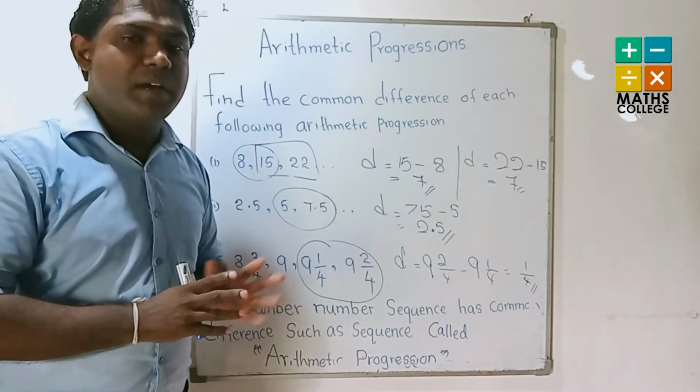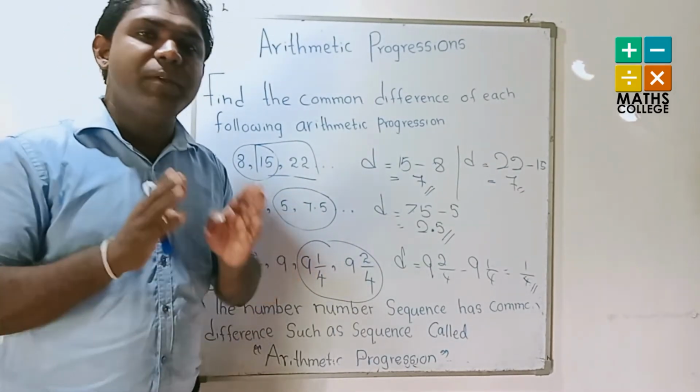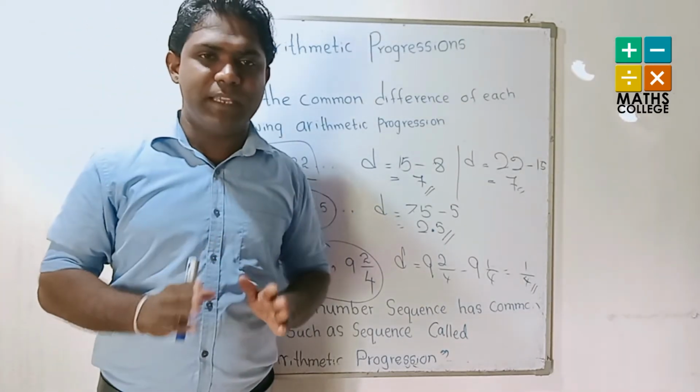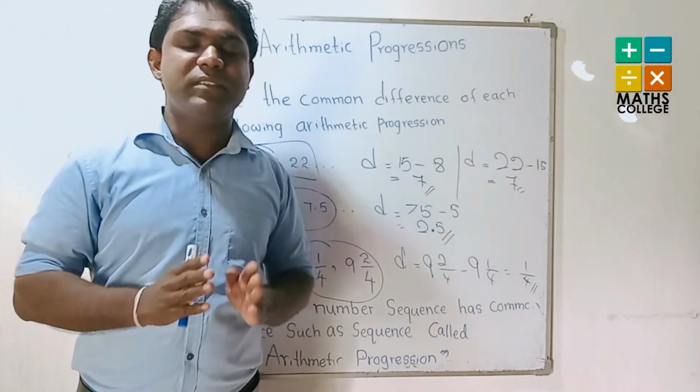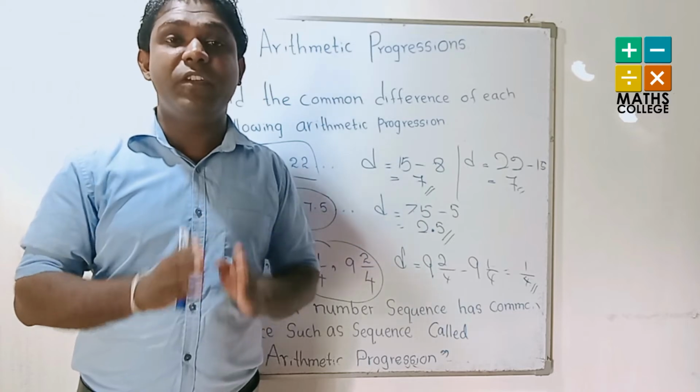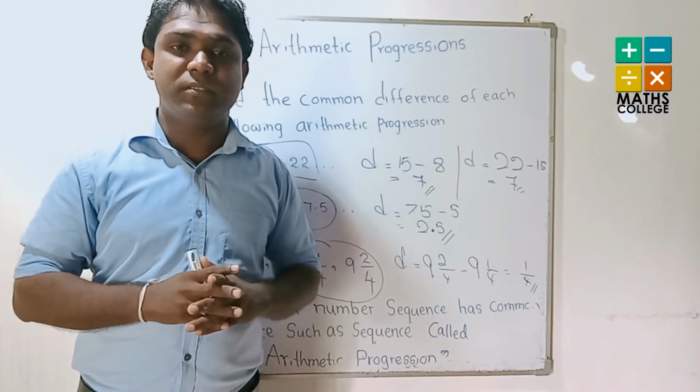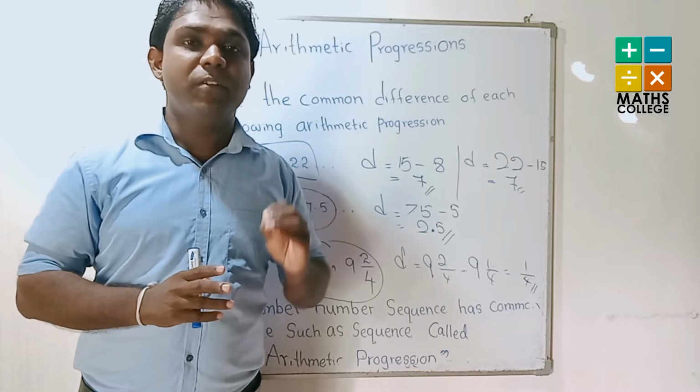You can find the common difference when considering any two consecutive numbers. Keep that in your mind. Again, I remind you what an arithmetic progression is. A number sequence that has a common difference. We call number patterns like that arithmetic progressions.